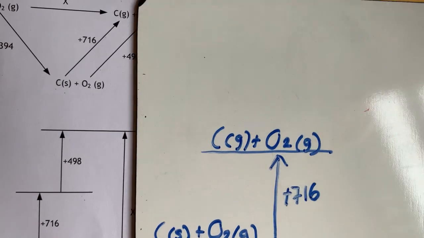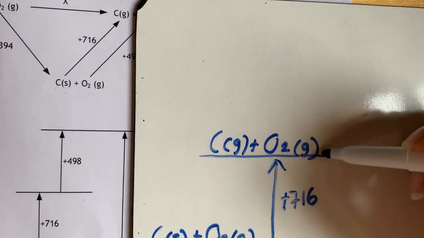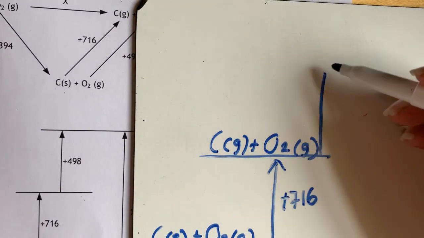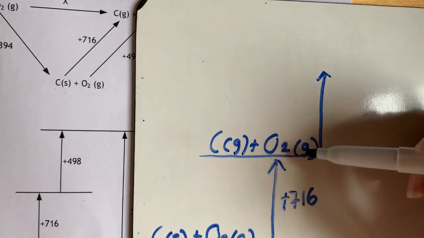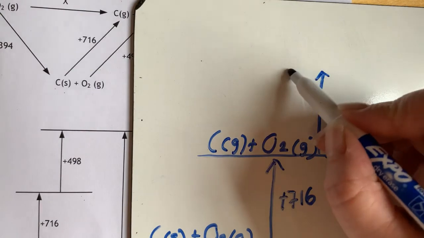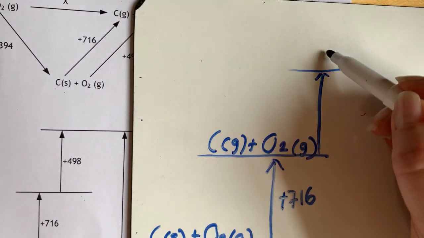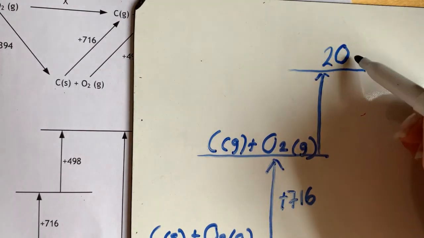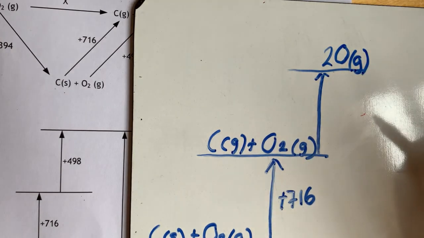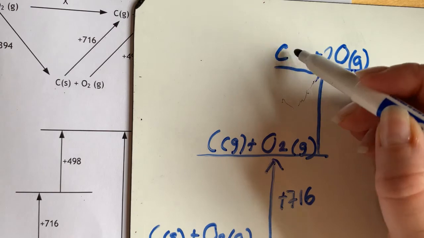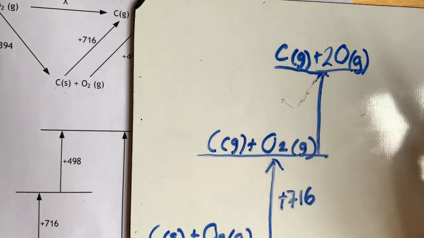And again, we're going to make the change where we change our O2 for our bond enthalpy for oxygen and convert that into 2 oxygen atoms in their gaseous form. Our carbon has stayed the same.